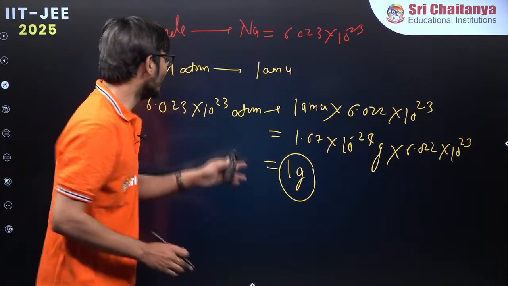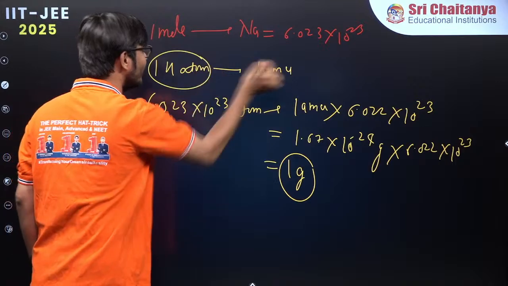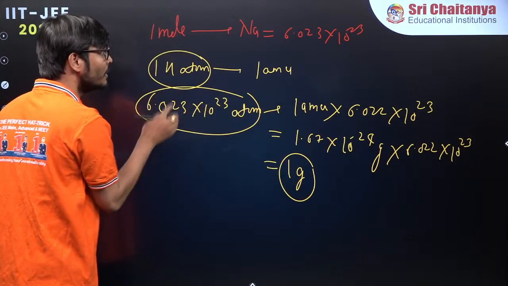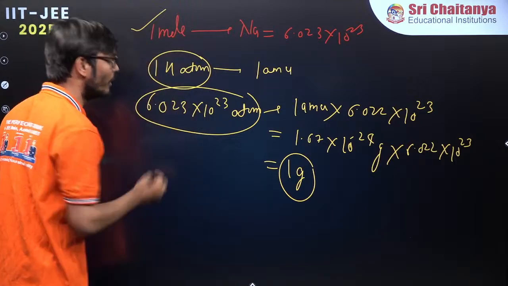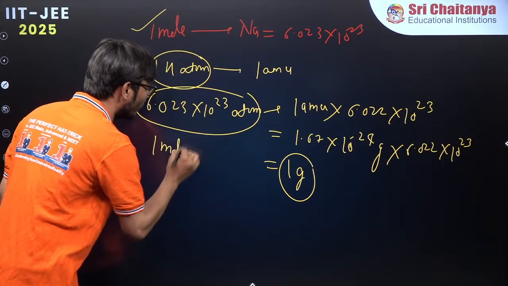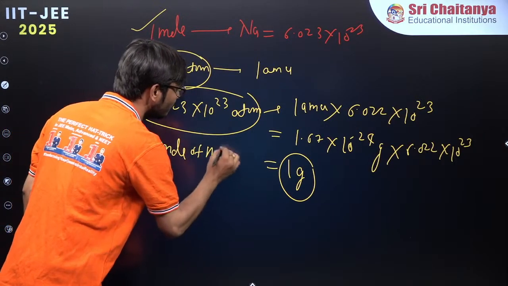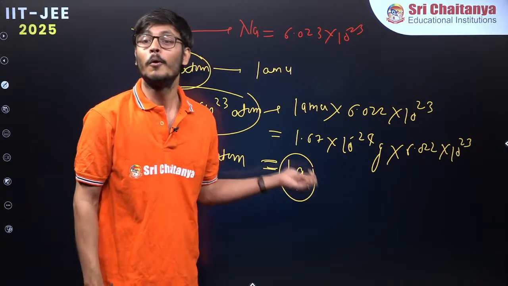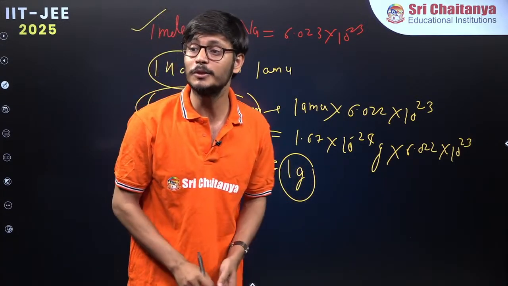What does it mean? One hydrogen atom is 1 AMU. These many atoms have this much mass. And what are these many atoms? These atoms we are calling 1 mole. That means the mass of 1 mole of hydrogen atoms is 1 gram. 1 mole of hydrogen atoms has a mass of 1 gram.